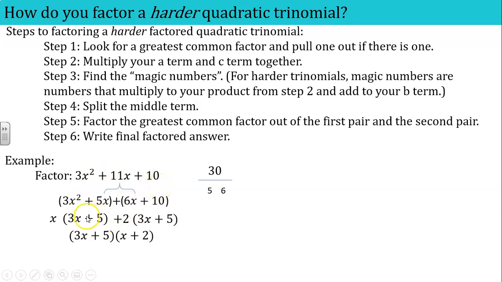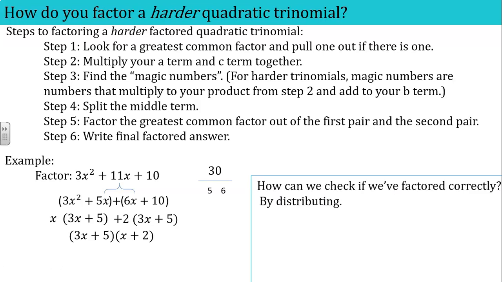One more time, let me repeat what I said. These two matching parentheses just become a single set of parentheses, and then the floating numbers get combined into a second set of parentheses. Once again, hopefully you're wondering, how can we check if we factored correctly? By distributing, the same way that we've already checked our work a couple of times. If you distribute these 3x and then the 5, or you might know the acronym FOIL. If you distribute the 3x, you'll end up with 3x squared plus 6x. And then you distribute the 5 and you get 5x plus 10.